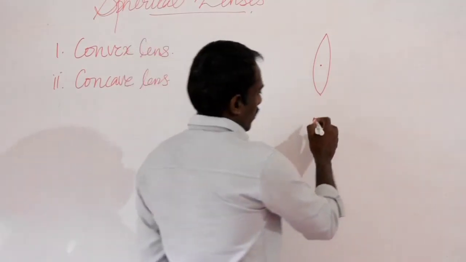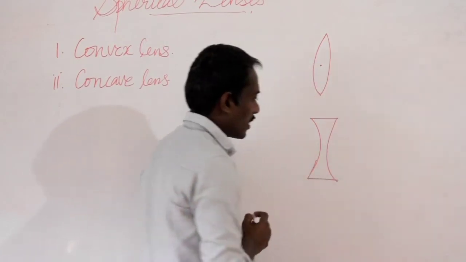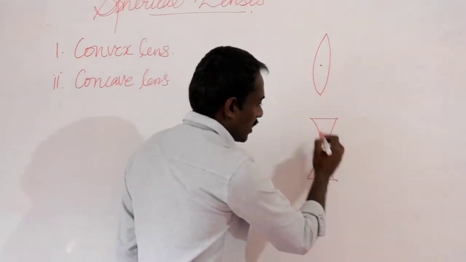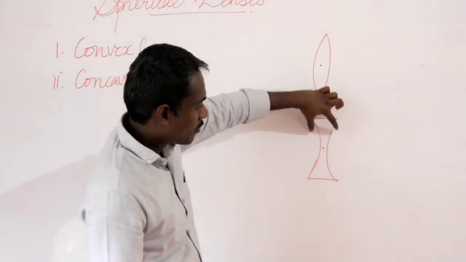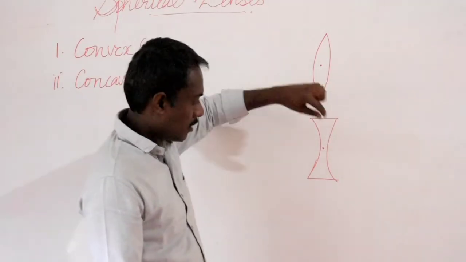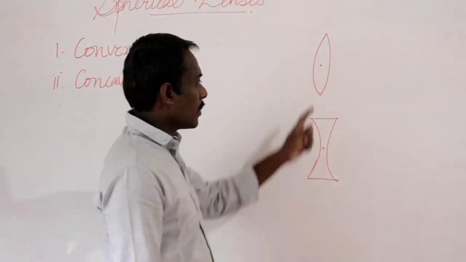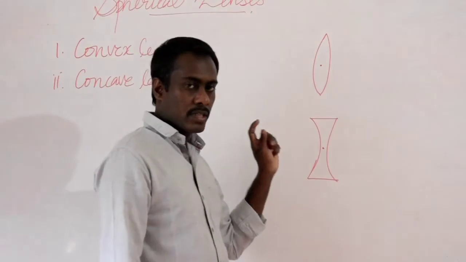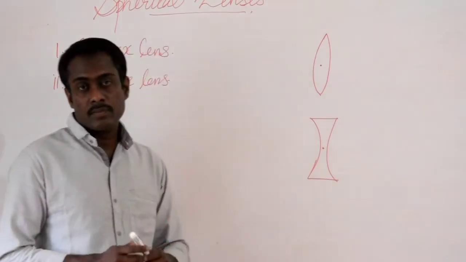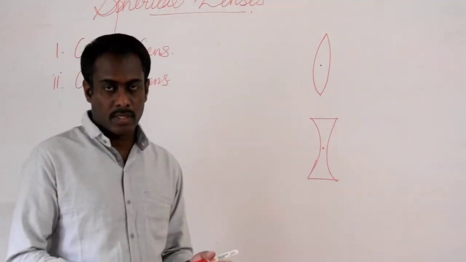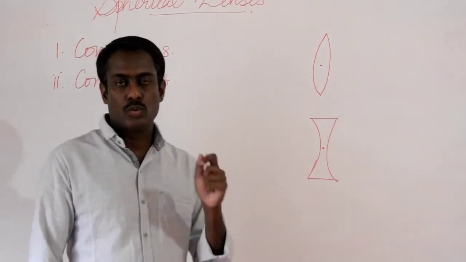Second, a concave lens. By its shape we can understand that there is a middle point, the optical center of the lens, and towards the edges the lens becomes thicker on both sides. At the middle it is very thin. So by shape we can distinguish these two lenses, but they are not the same. They do not refract light the same way; they refract light in two different ways.